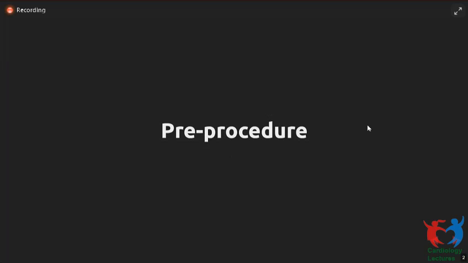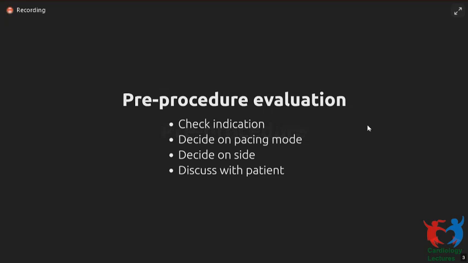So to start off with some pre-procedure preparation, as part of the pre-procedure evaluation, always you should know the indication for the implant, and you should have decided on the pacing mode. Ideally, these should have been done well before the implant procedure. And we've discussed already previously about the indications and choosing pacing mode. Specifically, when it comes to implant, you should also have decided beforehand which side we are going to do the implant and discuss the procedure with the patient while taking consent. So I'll come to a little bit more on how we decide on the side.